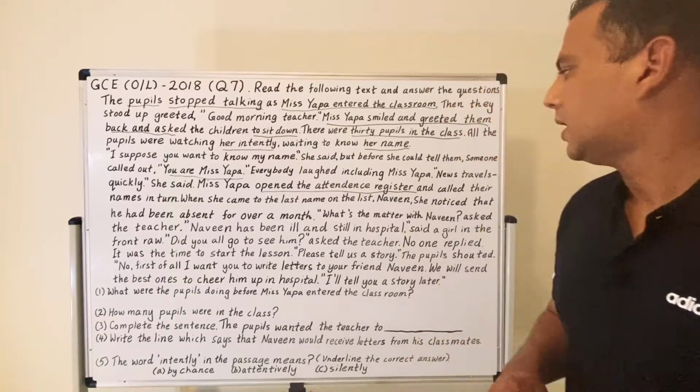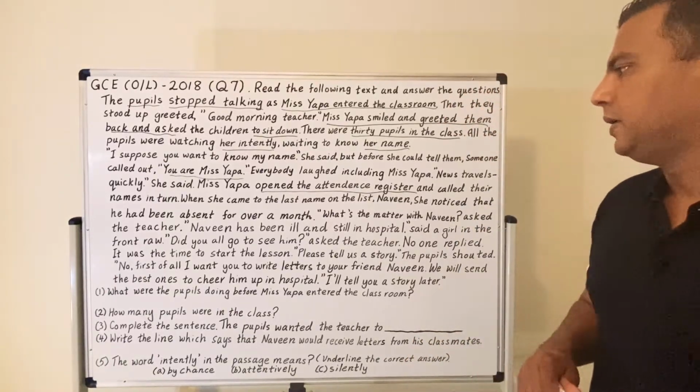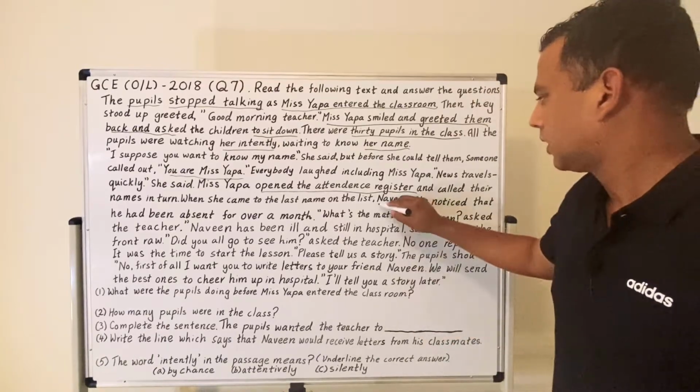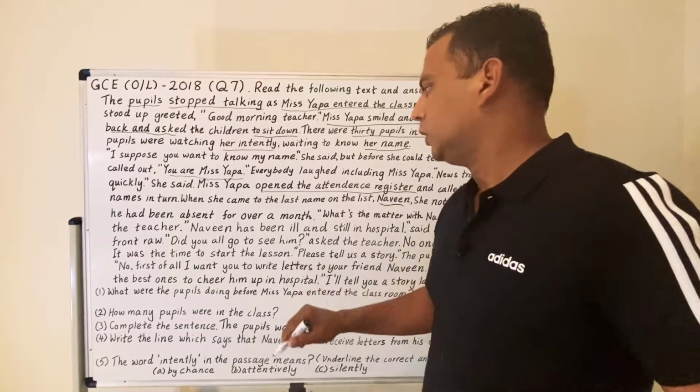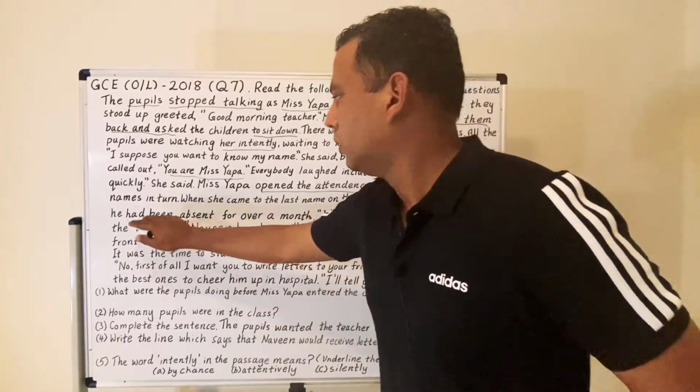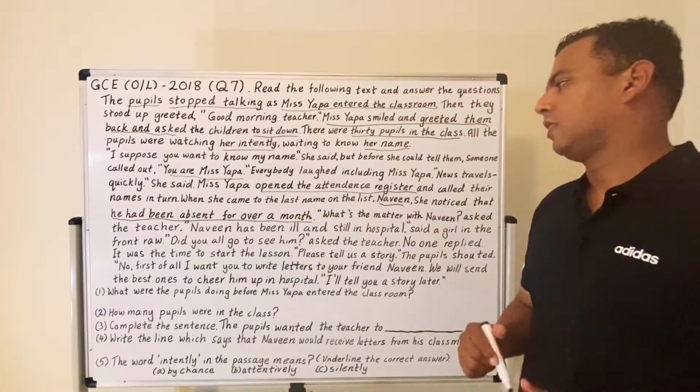When she came to the last name on the list, Naveen, she noticed that he had been absent over a month. Okay, so when she came to the last name of the list, she noticed a name called Naveen who had been absent for over a month.